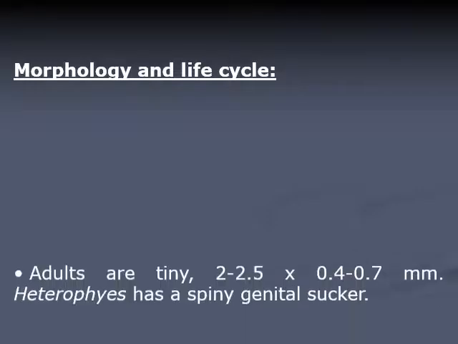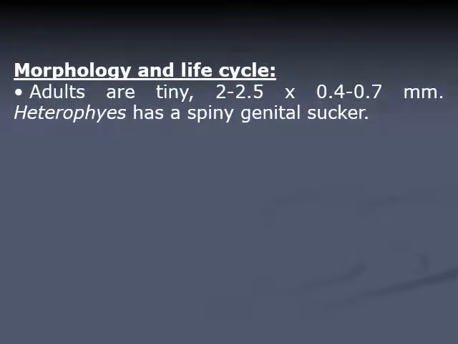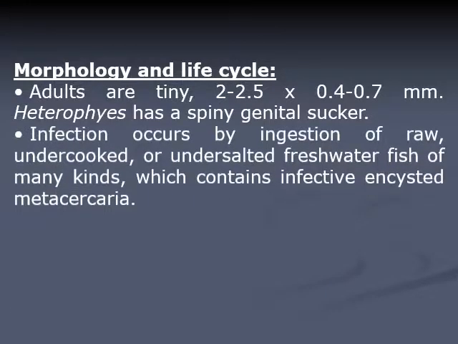Morphology and life cycle. Adults are tiny, very, very small. They are almost microscopic, 2 to 2.5 millimeter by 0.4 to 0.7 millimeter. Heterophyes has a spiny genital sucker, but Metagonimus doesn't have this genital sucker.